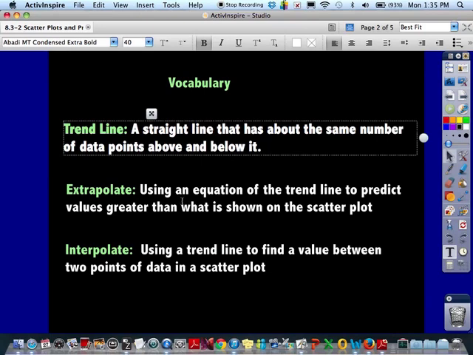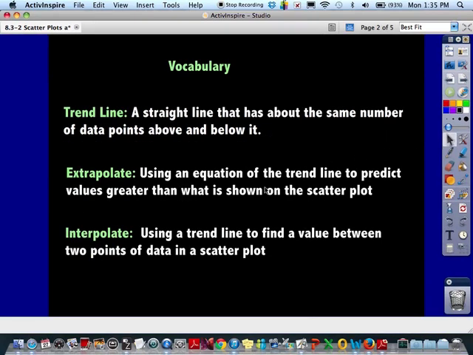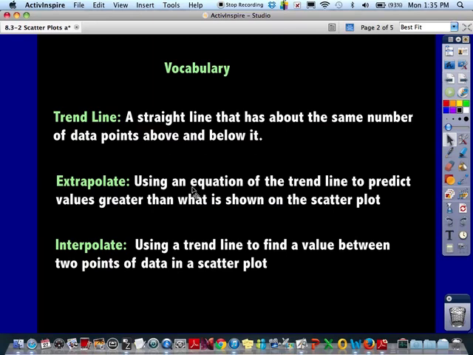When you extrapolate something, you're going to be using the equation of the trend line to predict values that aren't shown on the scatter plot. So big values. Notice this is a verb, using an equation. We're extrapolating something or interpolating something. We're using a trend line to find a value between 2 points of data in a scatter plot.